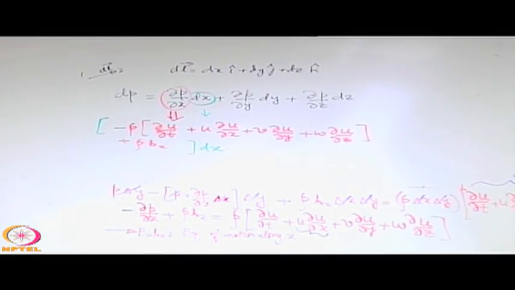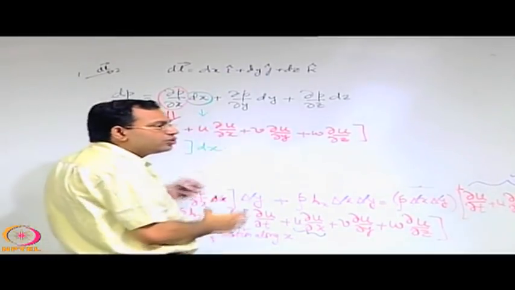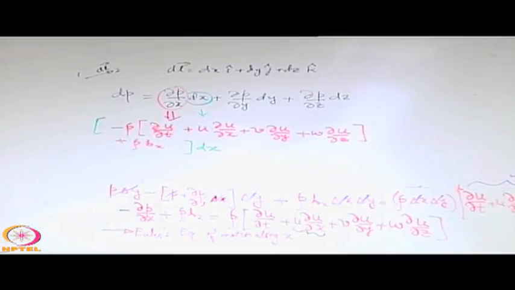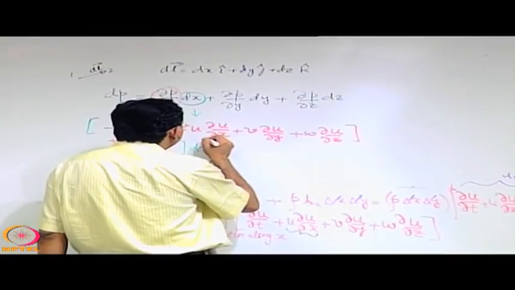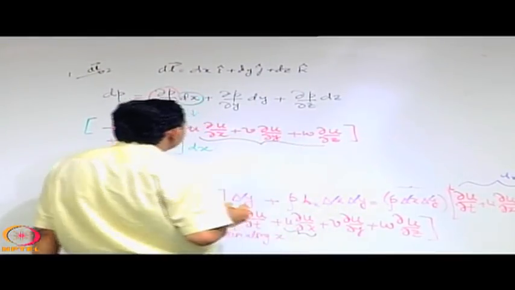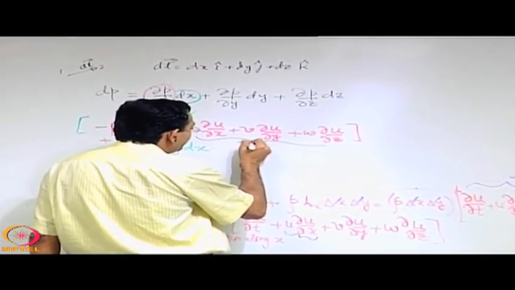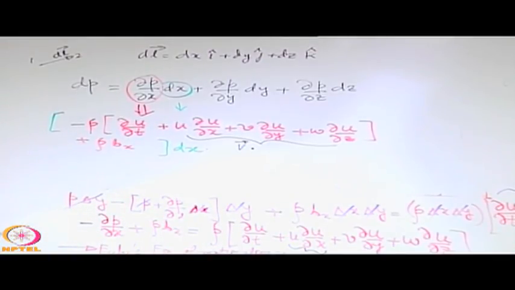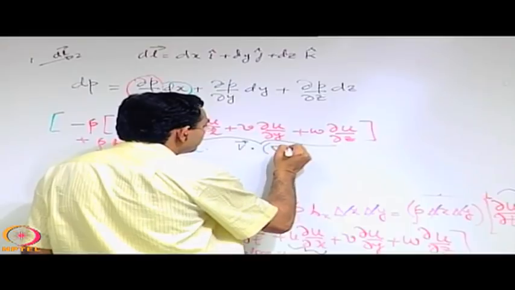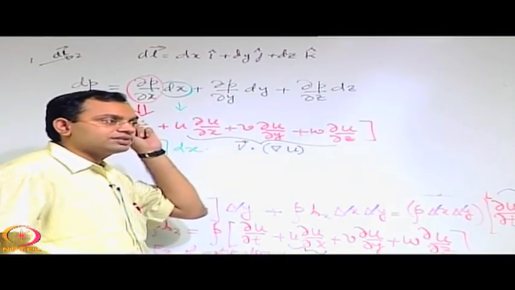Now, we will try to write it in a compact form, because it is possible to utilize some very well known identities of vector calculus to simplify it. So, we will write this particular term in a vector calculus notation. We can write this as v dot with gradient of u, right. So, then you will get these terms.